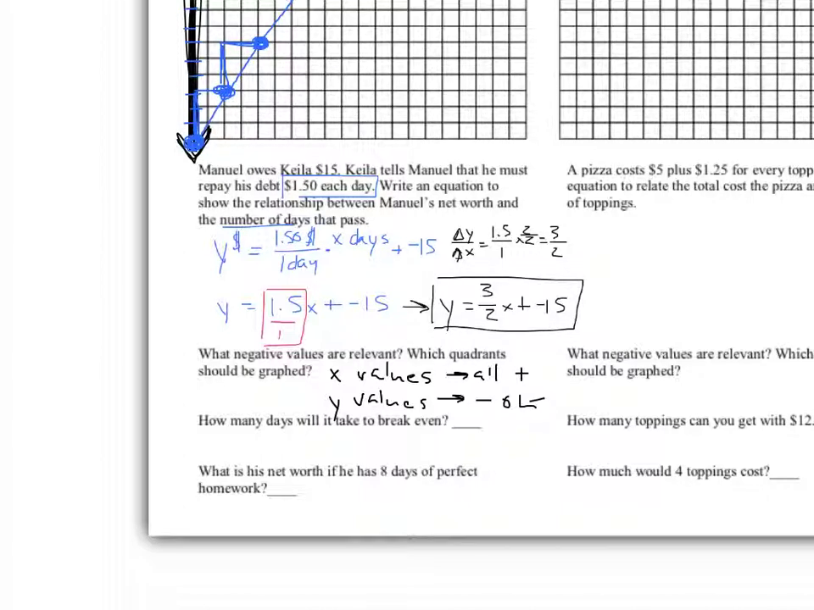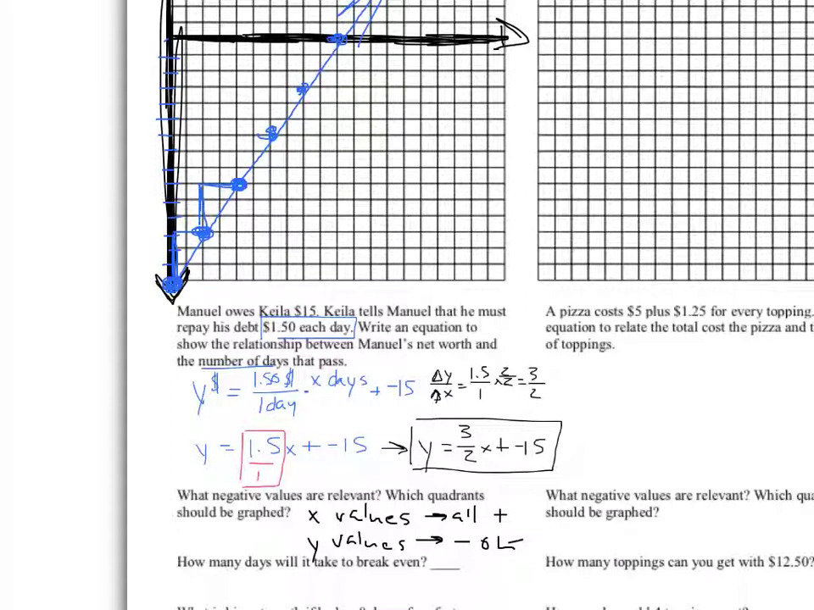So again, what does it mean to break even? There were a whole bunch of people who were getting ready to answer this question, and obviously you knew what break even meant if you were getting ready to answer this question. Samantha? Yeah, you don't owe anything, but you don't have anything. So when he breaks even, that means his net worth is going to be 0. How many days will it take for his net worth to be 0? You can look at your graph. You don't have to solve. Look at your graph. How many days until his net worth is 0?